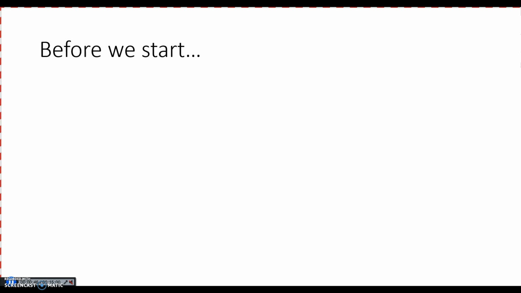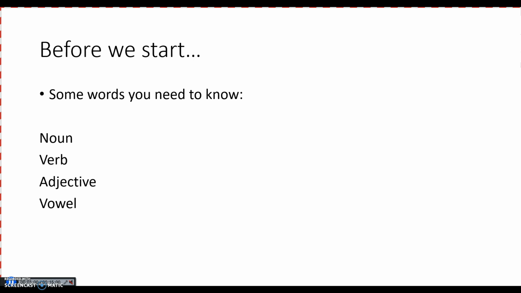Before we start, there are a few words I think you need in order to understand what I'll be talking about. These 5 words are going to be the most important ones for this lesson. Noun, verb, adjective, vowel, and consonant. Do you know what they mean already? Pause the video and take a few seconds to see if you remember what they mean.